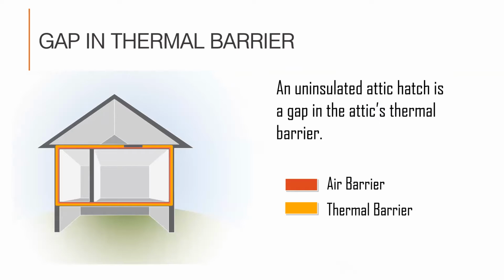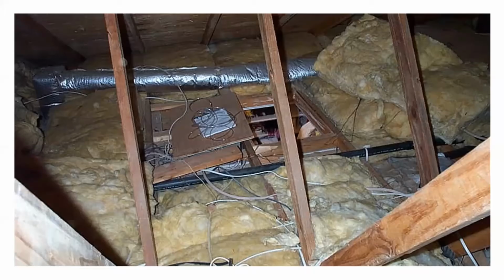Deficiencies in the thermal barrier work the same way. Sometimes as simple as the attic access hatch, missing the insulation allows heat to escape in the winter and enter the home in the summer. This is a surprisingly common symptom, but a perfect illustration of a gap in the insulation.